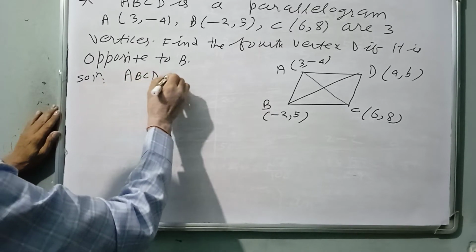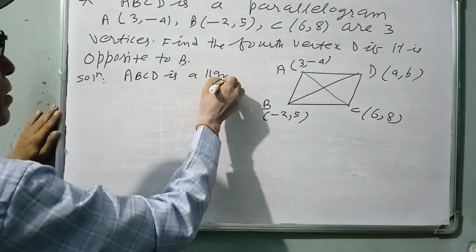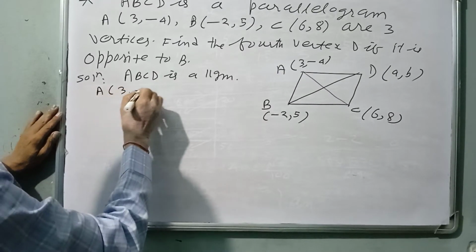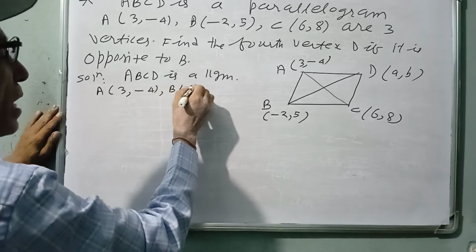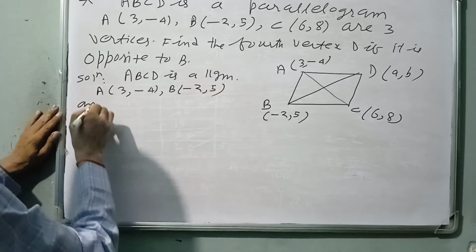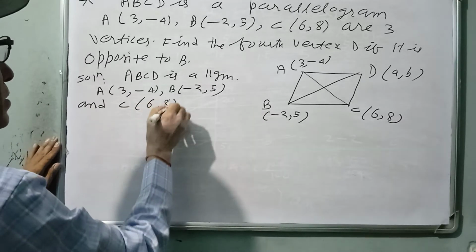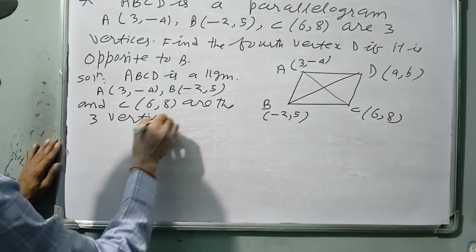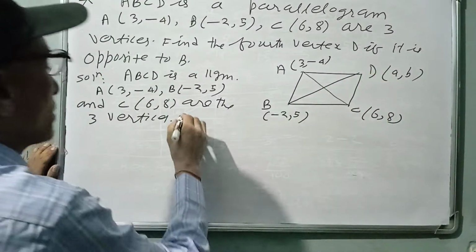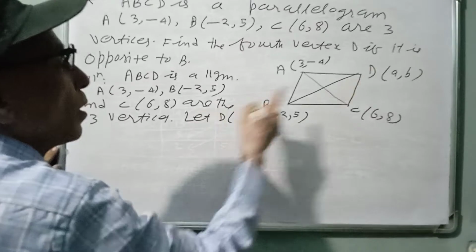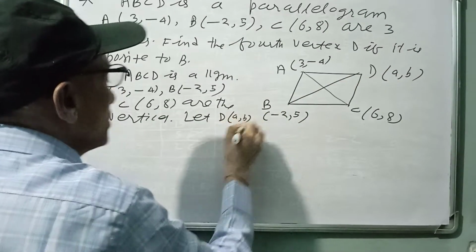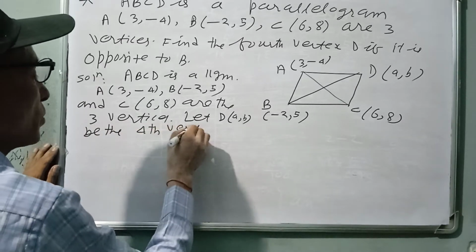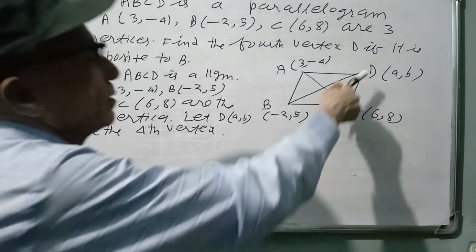ABCD is a parallelogram. A (3, -4), B (-2, 5) and C (6, 8) are the three vertices. The three vertices are given. We don't know the fourth vertex. Let D, whose coordinates are (a, b), be the fourth vertex. Like that, we suppose D is (a, b).